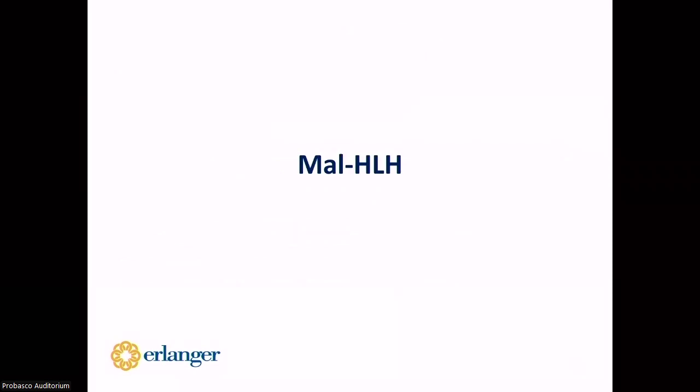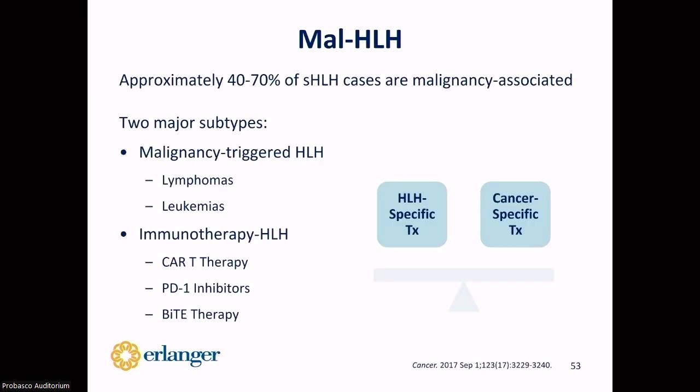The next one that I'm going to be talking about is MAL HLH or malignancy associated HLH. This is, like I said, one of the most common types of HLH. Up to 70% of all cases are malignancy associated. There are 2 major subtypes. The first is malignancy triggered, and then the second is immunotherapy HLH or caused by your immunomodulating agents. As we discussed, malignancy triggered is often implicated by lymphomas and leukemias, and immunotherapy is due to things like CAR T and BiTE therapy. So our general recommendation is to try to balance the HLH-specific treatment with the cancer-specific treatment.